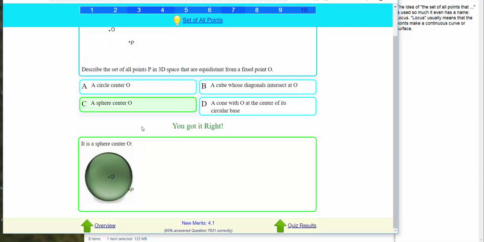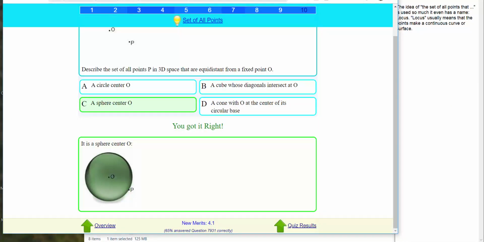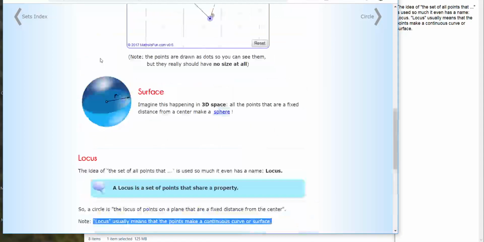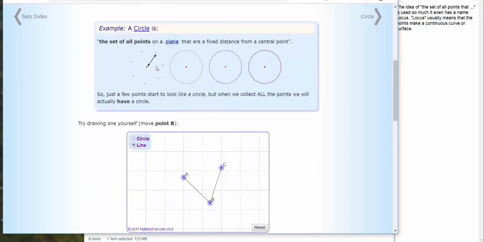So we got 3 questions, 3 false answers. That's that. So the notion here is that you try to visualize the position of the points. So you have a line and you have a circle.